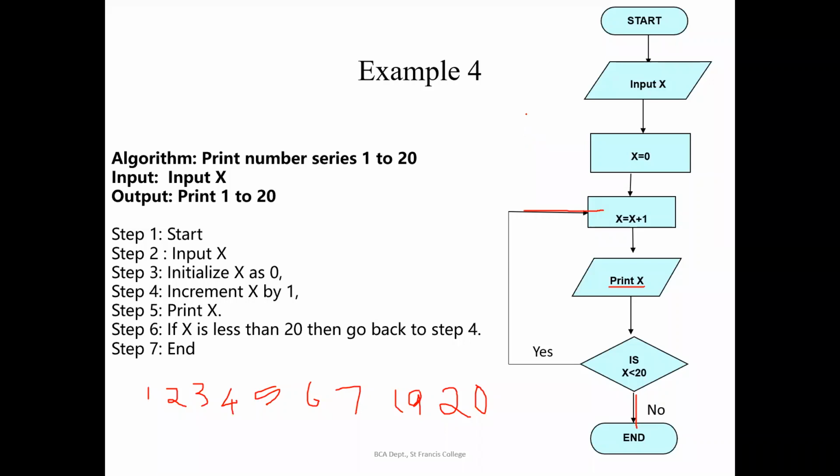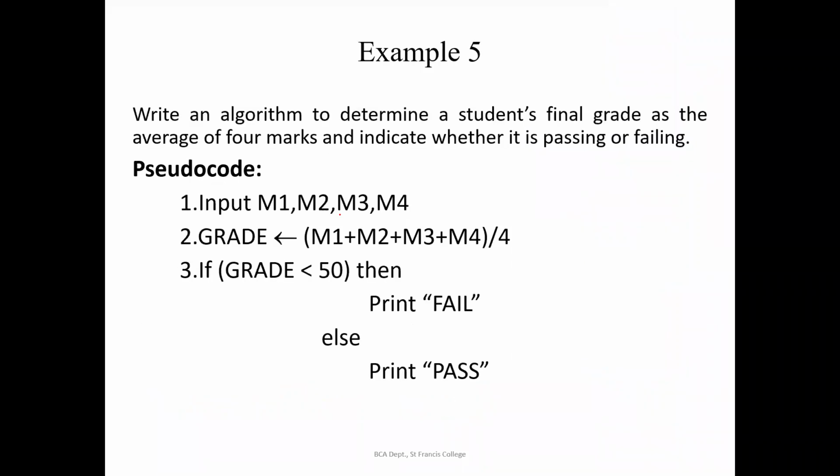Okay. Now we will move on to the next. This you have to do by yourself. Write an algorithm to determine a student's final grade as the average of 4 marks and indicate whether it is passing or failing. So our algorithm is to find the grade of a student by finding the average of 4 marks. Our algorithm should be named as a program to find the grade of a student, and the inputs will be the marks of 4 subjects.